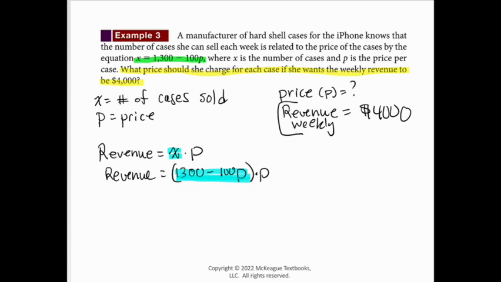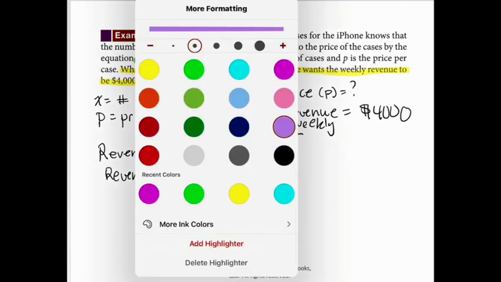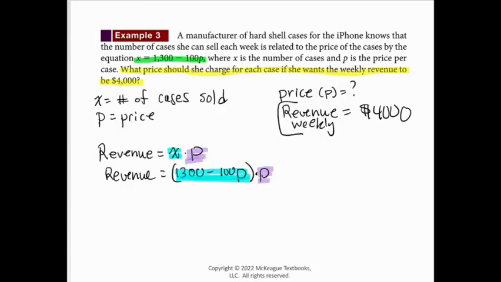We don't have any information for P. All we have is the variable P. So we're just going to write that down. So here's our P, and I just brought it down. So now we have a formula for the revenue. So I'm going to put 4,000 in there and solve for the price, because that's exactly what it's asking us to find. Find the price when the revenue is 4,000.